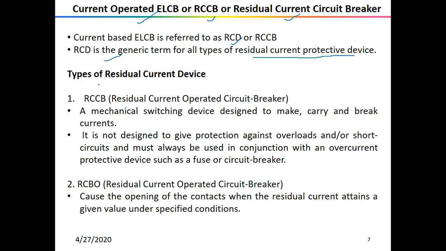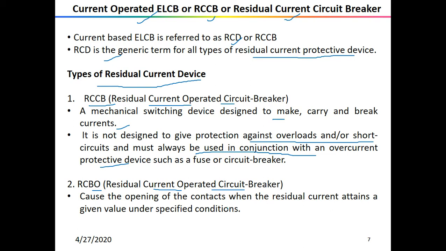So, the types of residual current devices are the RCCB, which stands for Residual Current Operated Circuit Breaker, and another is the RCBO, that is Residual Current Operated Circuit Breaker with Overload protection. RCCB is a mechanical switching device which is designed to make, carry, and break currents, and it is not designed to give protection against overload or short circuit currents, and it must always be used in conjunction with an overcurrent protective device, that is with MCCB it should be used.